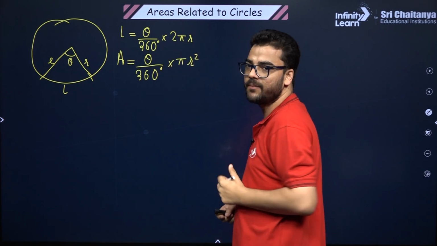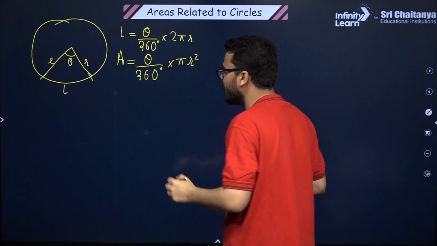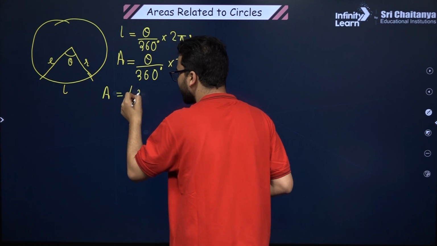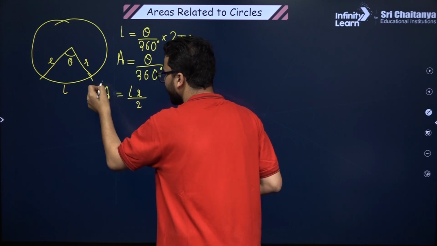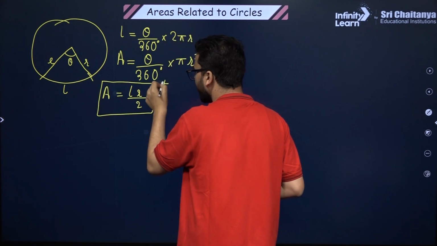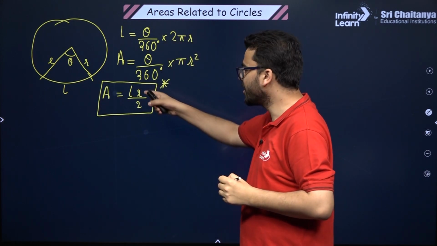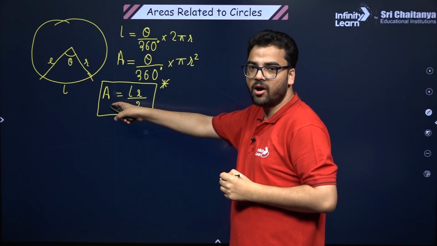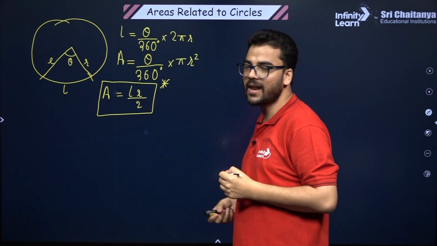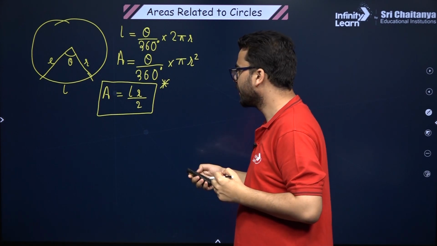So this can be used in many questions. One more important thing is A is equal to L R by 2. This result is very important because many times it will help you save time in objective questions, especially for the relation between the area of a sector and the length of the corresponding arc. So A is equal to L R by 2 can be used.